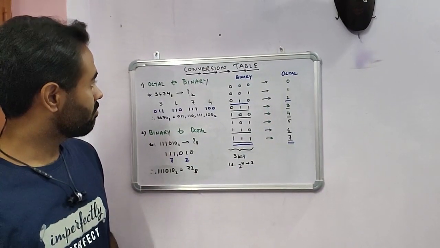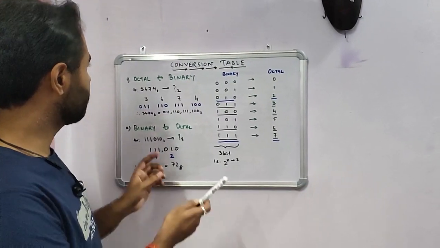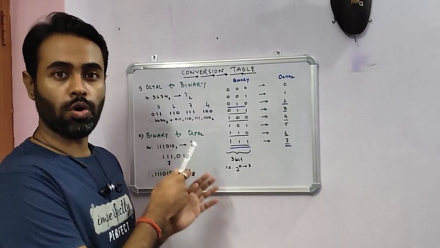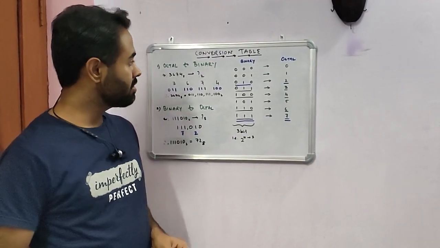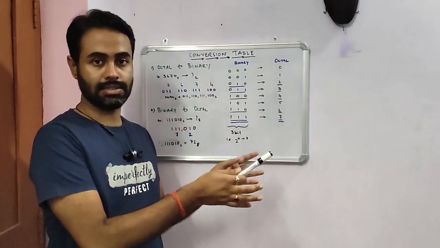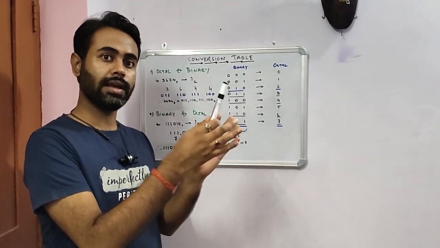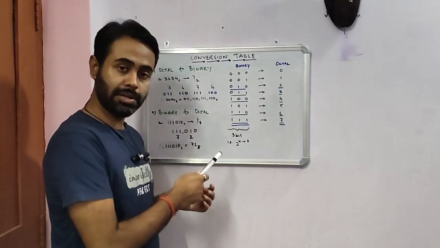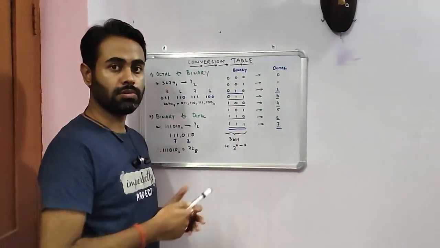So in this part, we'll be learning how to convert an octal number to a binary number and a binary number to an octal number. Now, in the previous table, we have learned the conversion of a 4-bit binary value to a hexadecimal value, an octal value, and a decimal value. Now, here we'll be using a 3-bit binary value corresponding to the octal value.